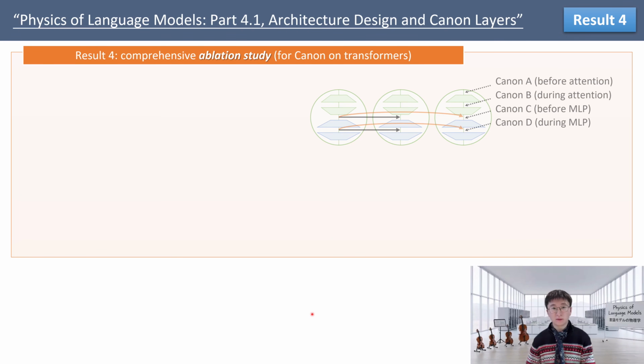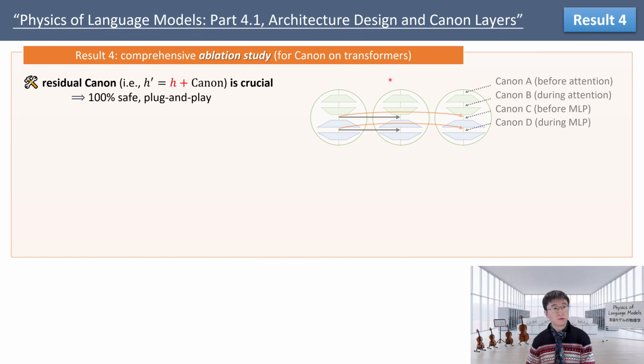So in the next result, result 4, I'm going to perform some ablation studies for Canon on transformers. For instance, I'm going to show you where to add such Canons and what format of the Canon you actually want in order to get the best performance. The first result we obtained is what I promised a few slides ago, that is the residual format of the Canon is absolutely crucial. So you really want to have this H+ kind of thing.